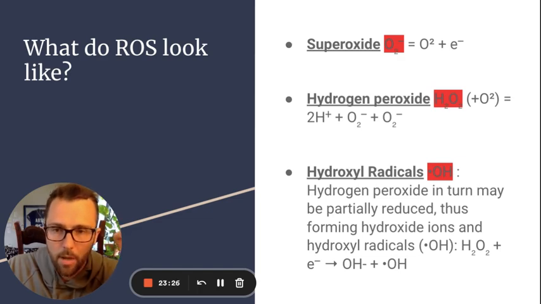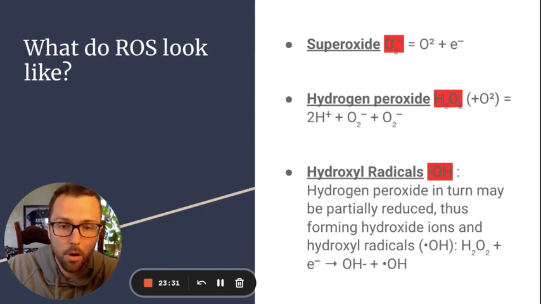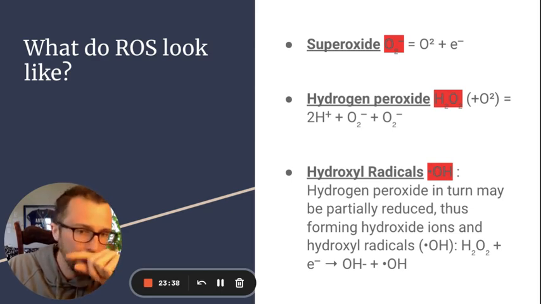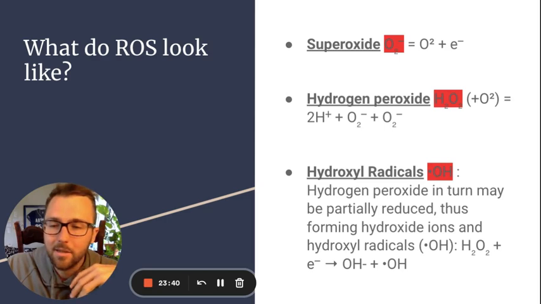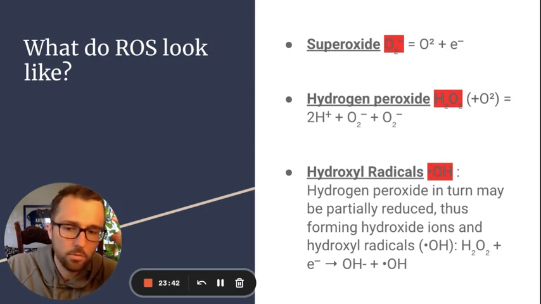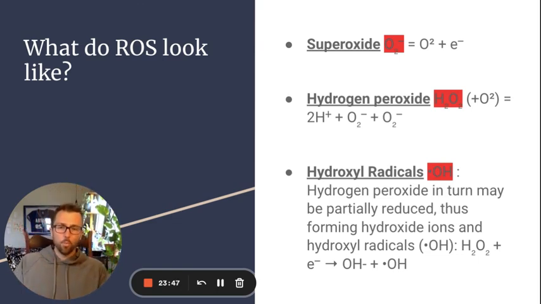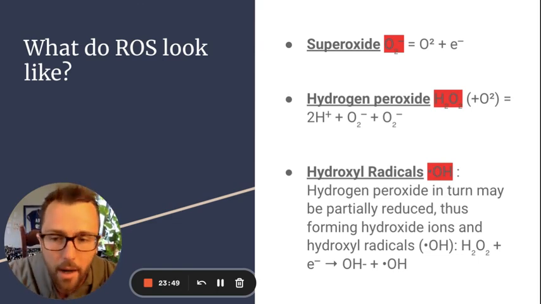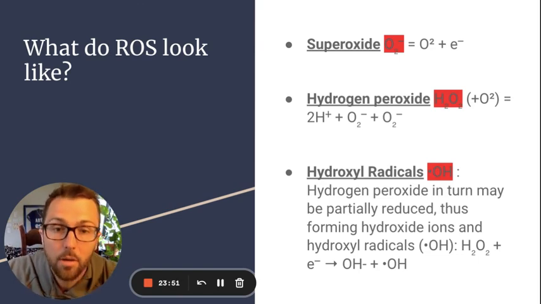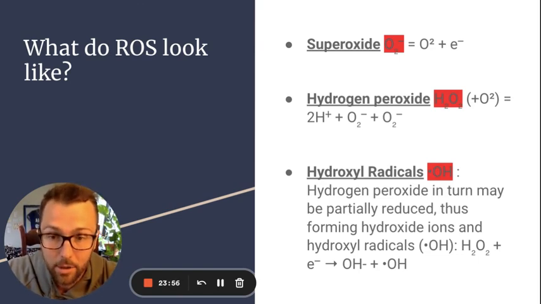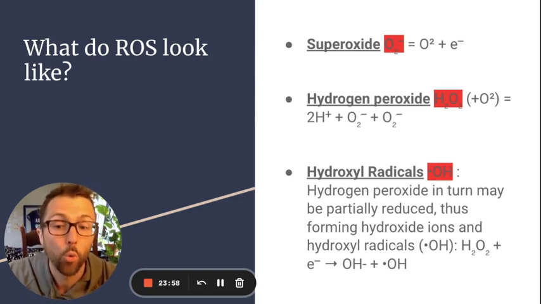molecules in particular make up the majority of reactive oxygen species, and those are a superoxide ion, hydrogen peroxide, and hydroxyl radicals. Okay, so you don't need a chemistry degree to really get this. I'm going to break everything down just a little bit more, but superoxide is an oxygen molecule, O2, with an extra electron, and that extra electron makes it much more reactive.